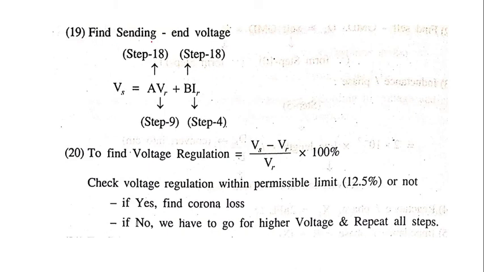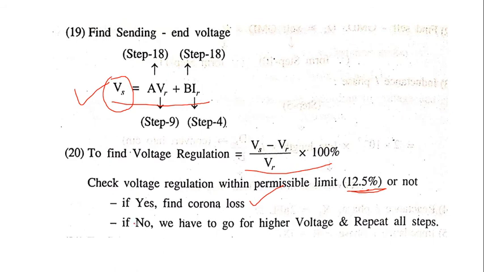And step 19, find the sending end voltage. We find the sending end voltage by the equation Vs is equal to A VR plus B IR. And after finding the receiving end voltage, we find the voltage regulation, that is Vs minus VR divided by VR into 100, in percentage. Check that the voltage regulation is within the permissible limit, that is 12.5. If it exceeds, then we need to change our selected voltage level. So the voltage regulation needs to be within the 12.5 permissible limit. If yes, then find the corona loss.